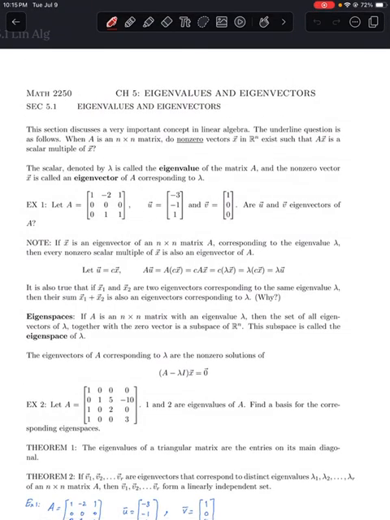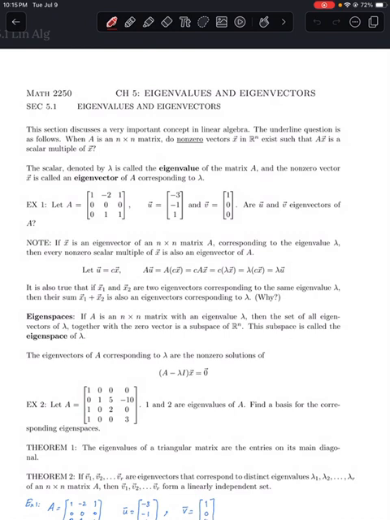We now look at chapter 5, which is eigenvalues and eigenvectors. In this section, we will learn what eigenvalues and eigenvectors are, and why we need them. What are we trying to find there?